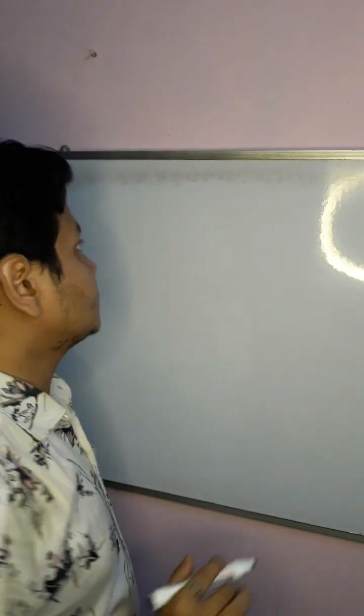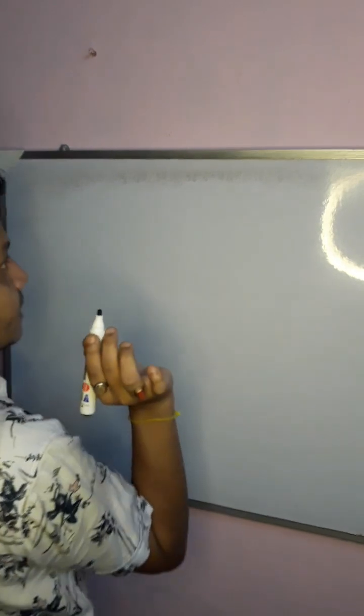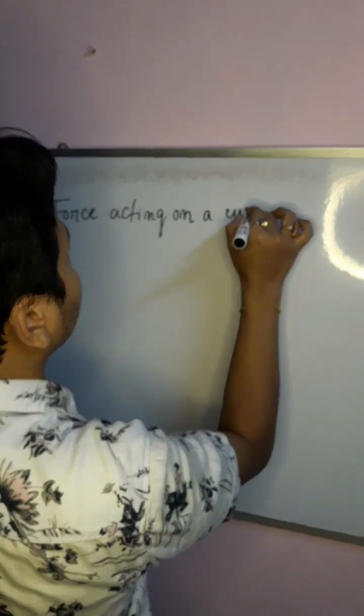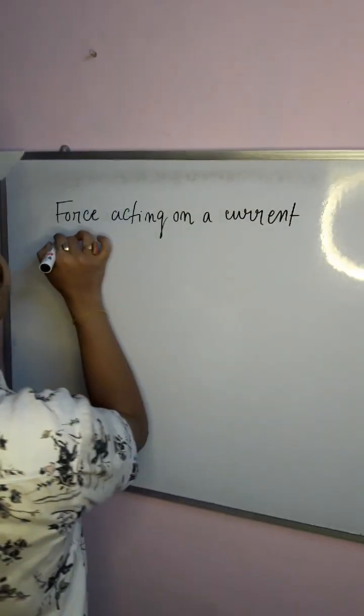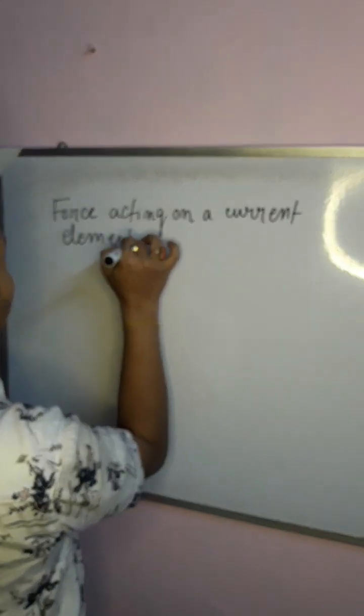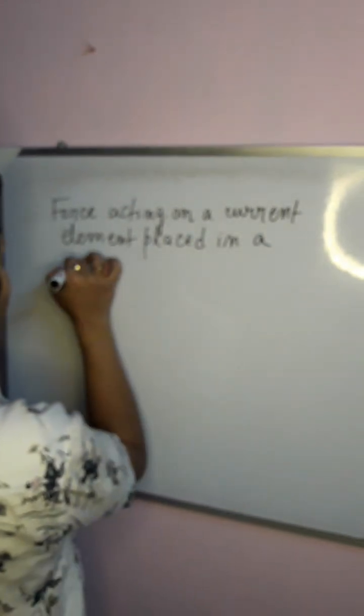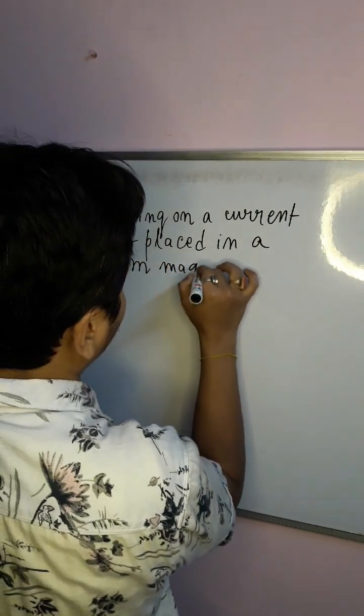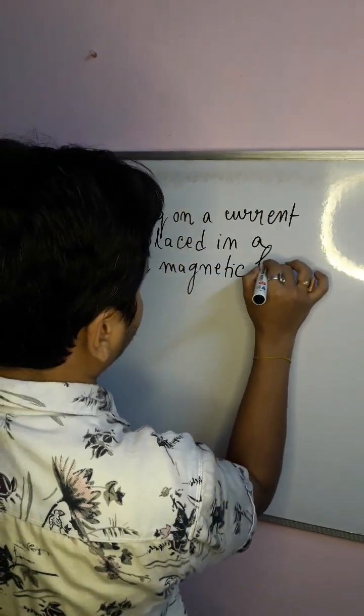Now in today's lecture I shall discuss an important topic, that is lecture number 3 of magnetostatics, that is force on a current element. Force acting on a current element placed in a uniform magnetic field.